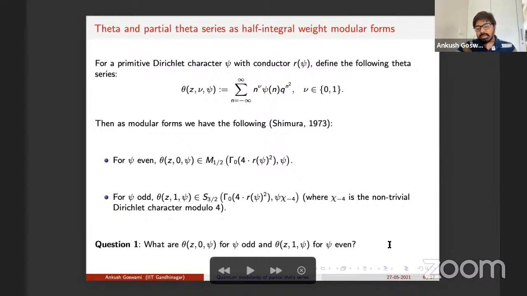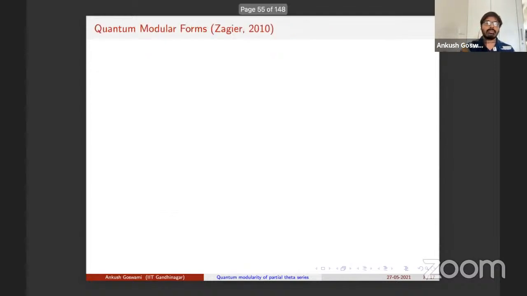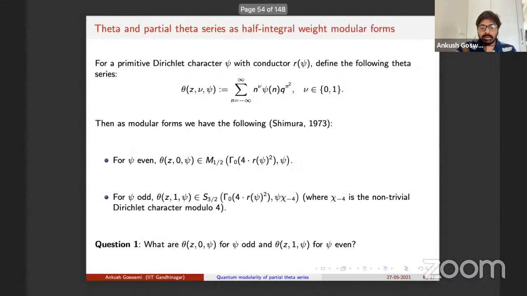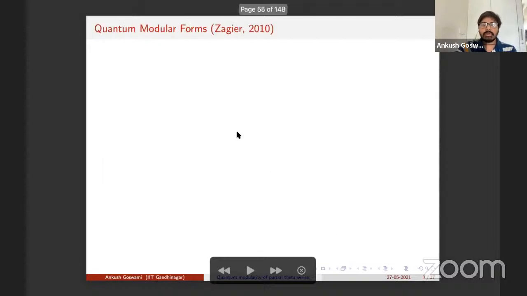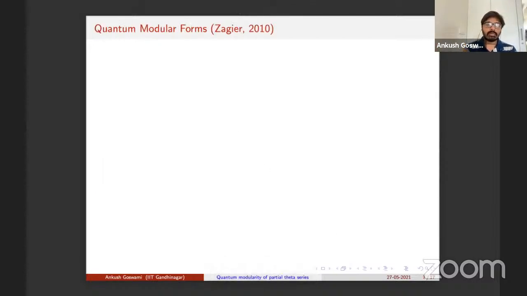And to answer this question, we need to introduce another new object, which is called a quantum modular form, which was introduced by Zagier in 2010. And we will see very shortly that the theta series that you have in question 1 are actual examples of quantum modular forms, but we will prove a more general result from which we'll get the answer to question 1. Okay, so let me now define what quantum modular forms are.